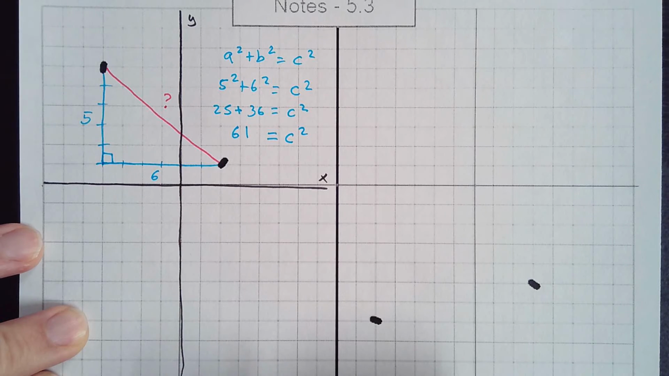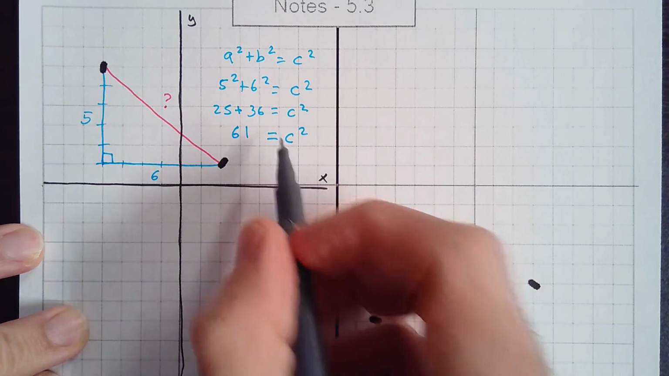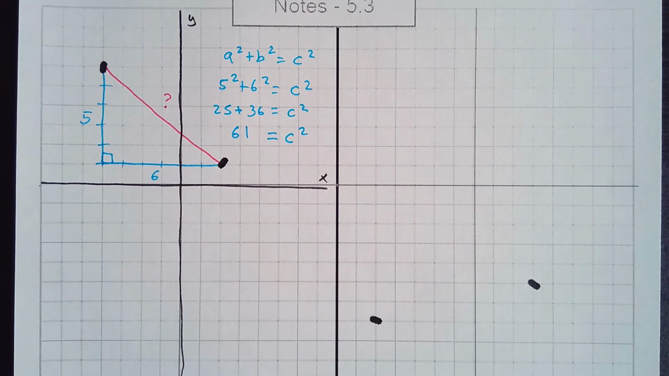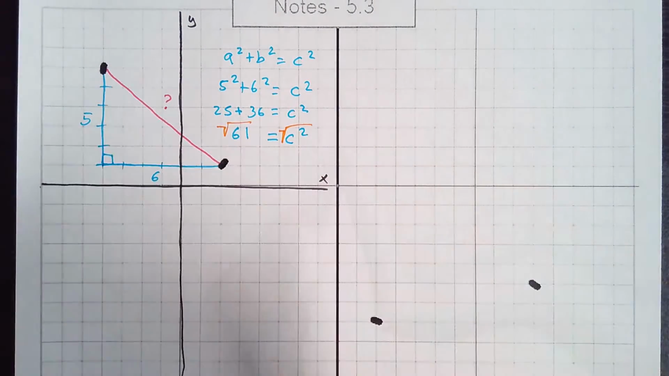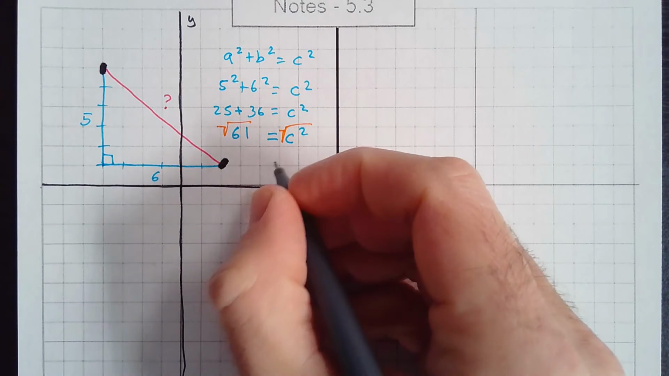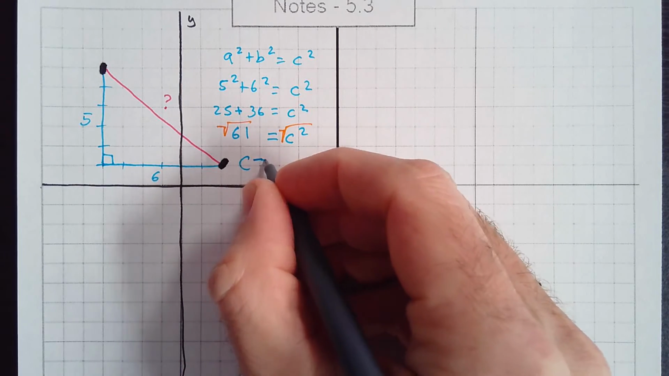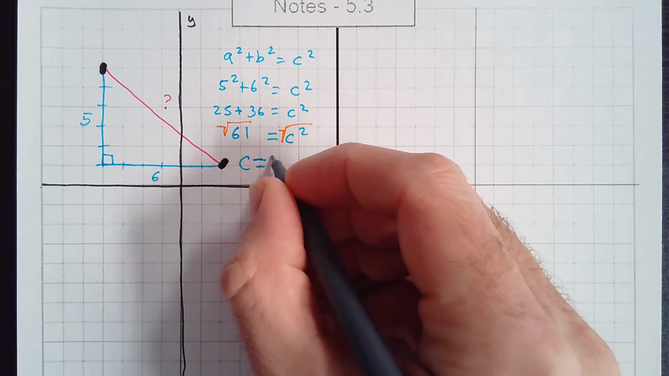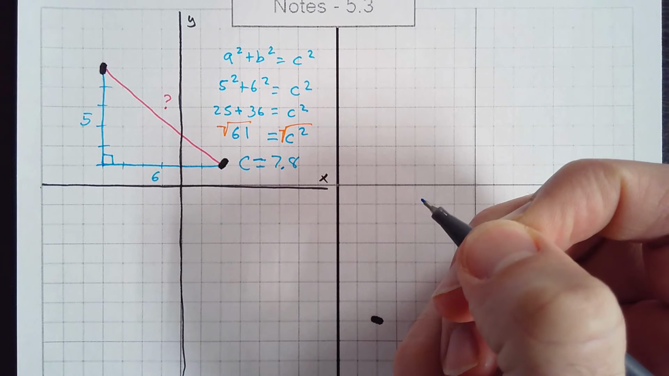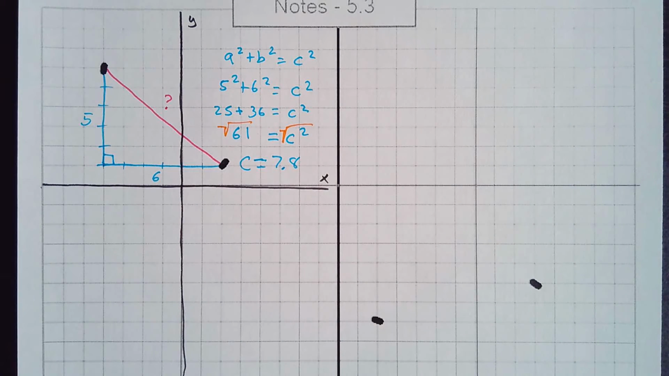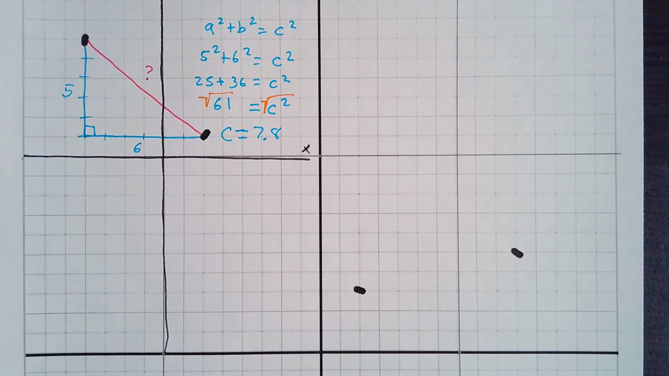And then how do we find what C is in this situation? We take the square root of both sides. So the square root of 61, and we get C is roughly 7.8. And that's all we do.